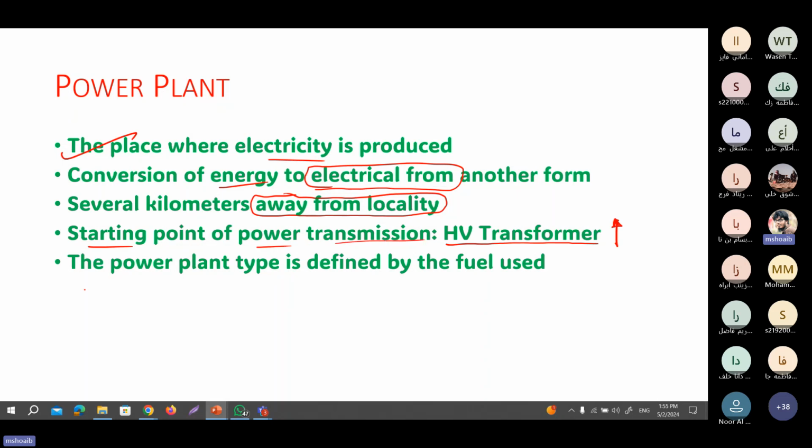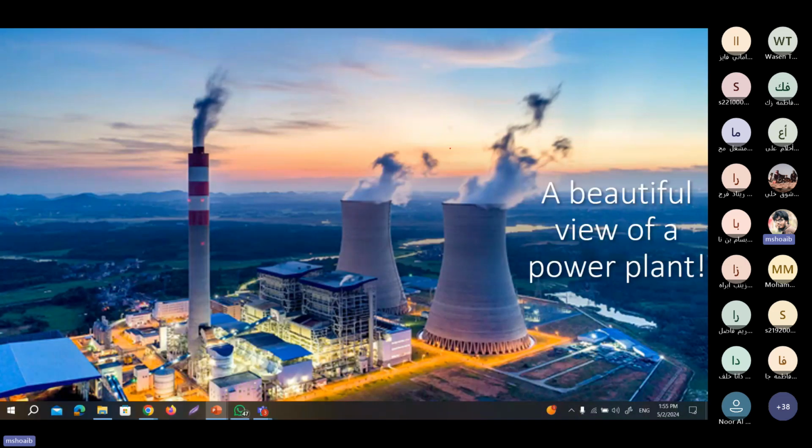Okay, and the power plant's type. So what are the types of power plants? That depends actually upon the fuel you use to run the power plant. Before we enter into the different types of power plants, let's have a beautiful view of one of the power plants.